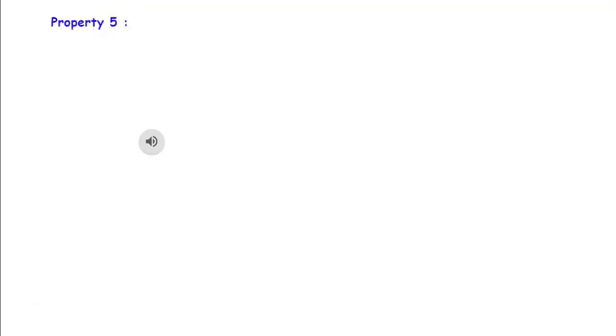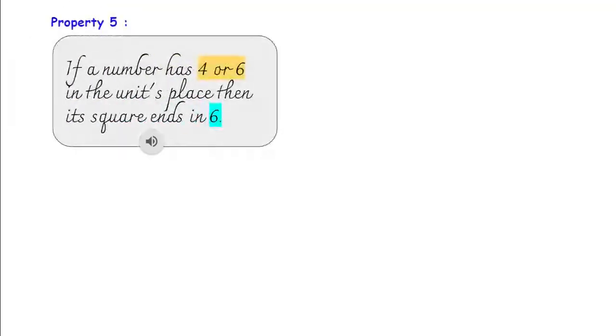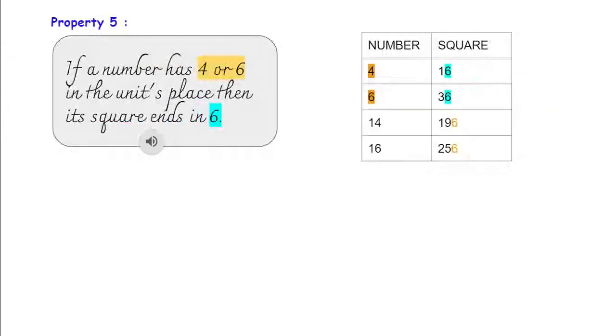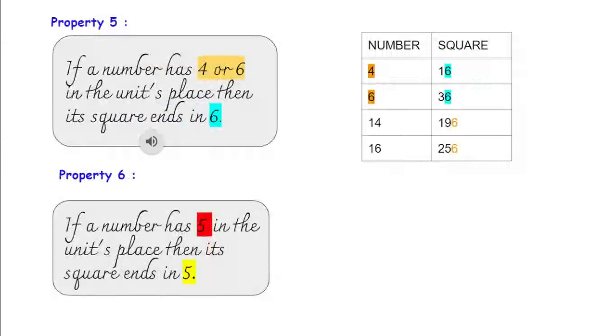Now, property 5. If a number has 4 or 6 in the units place, then its square ends in 6. See the table. 4 times 4 is 16. 6 times 6 is 36. Like 14, the square is 196. 16, 256. So all these square numbers end with a 6. Clear?